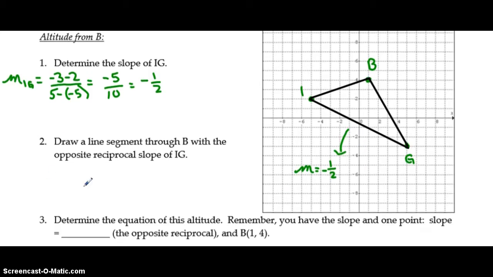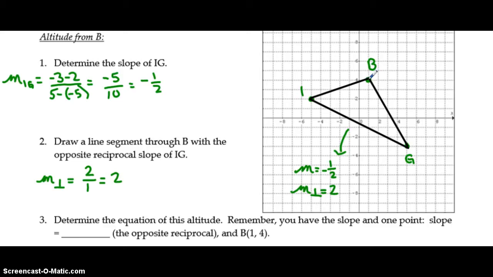The opposite reciprocal means you flip it upside down to make it 2 over 1, or you could just write 2, and instead of being negative, it will be positive. The symbol for the opposite reciprocal slope, which is a perpendicular line, is M for slope, and this upside down capital T means perpendicular. So if the slope is -1/2, the slope of a perpendicular line would be 2.